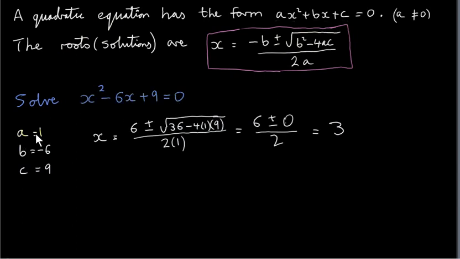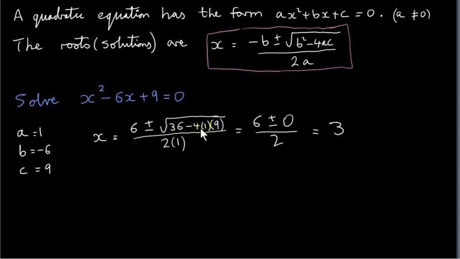A, the coefficient of x squared, is 1. B, the coefficient of x, is minus 6. C, the constant term, is plus 9. We plug all those numbers into this formula here, so we get minus minus 6, or plus 6, plus or minus the square root of b squared, that's minus 6 squared, which is plus 36, minus 4 times a, which is 1, times c, which is 9, and the whole lot is divided by 2 times a, where a is 1.